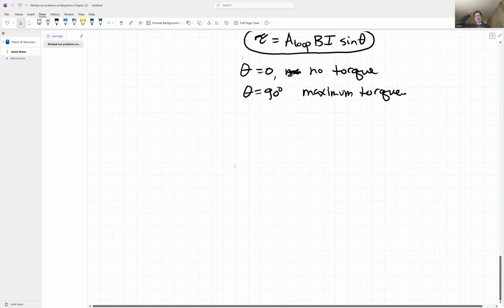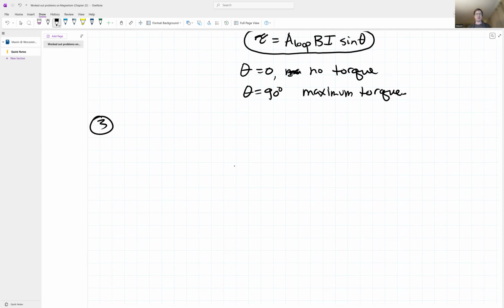Okay, so the last example is the Hall effect. This is a more detailed look at what happens inside a wire, or a conductor, in a B field.